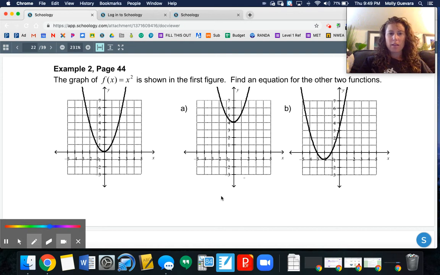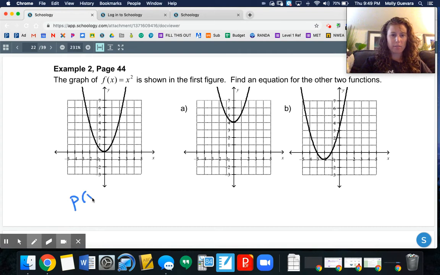Okay, example 2. The graph of f of x equals x squared is shown in the first figure. So this is the parent graph. I guess it's called f of x up above, isn't it? Do it right.